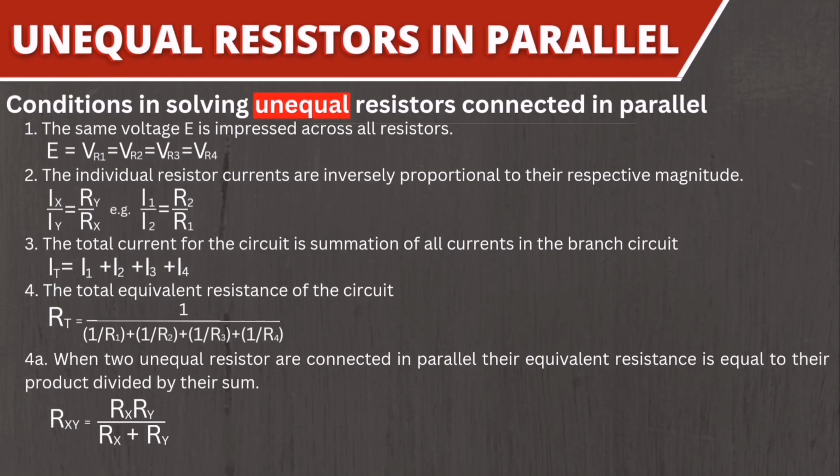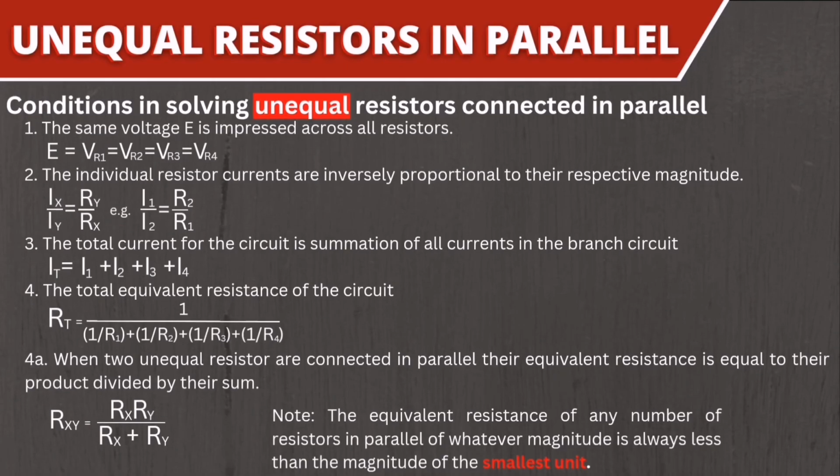And also remember that when two unequal resistors are connected in parallel, their equivalent resistance is equal to their product divided by their sum. Lastly, the equivalent resistance of any number of resistors in parallel of whatever magnitude is always less than the magnitude of the smallest unit.